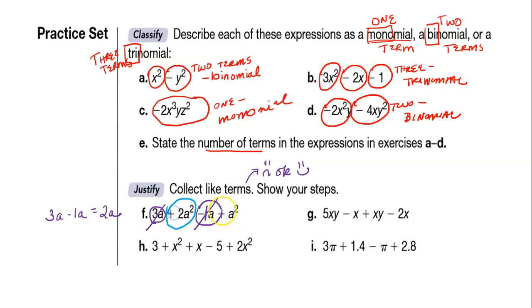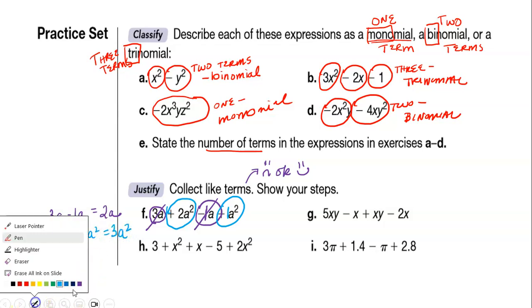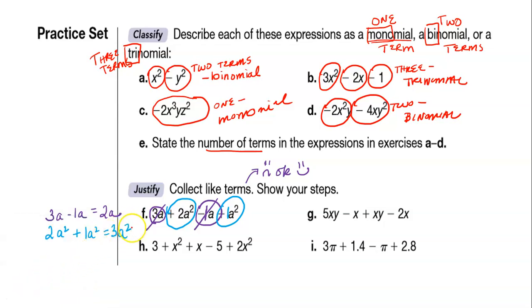Here I have 2a squared plus a squared. Again, this has an invisible 1 in front of it. Let's pull that out. 2a squared plus 1a squared is equal to 3a squared. Okay, now we're going to write the answer. Normally when we write the answer, we start with the term that has the highest degree or the highest exponent. For us, it would be 3a squared plus 2a, and that is our answer to F. Okay, let's go ahead and do G.